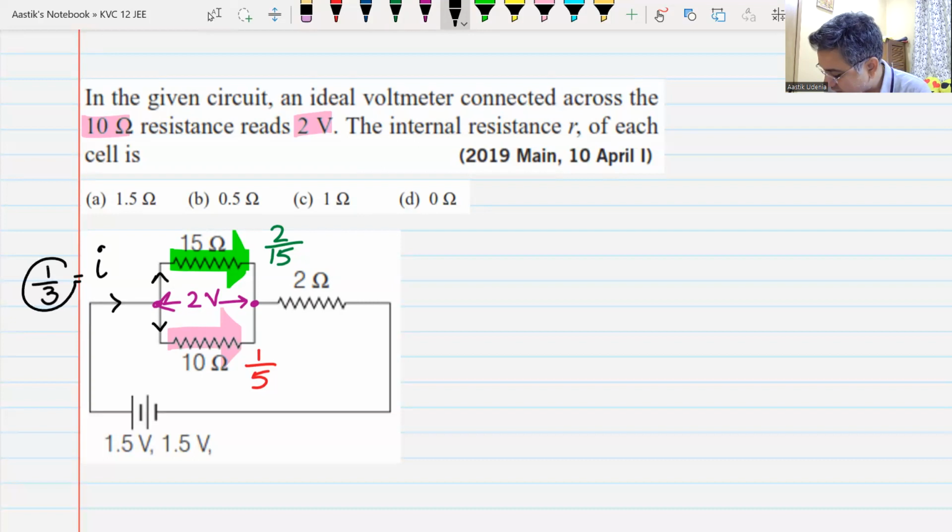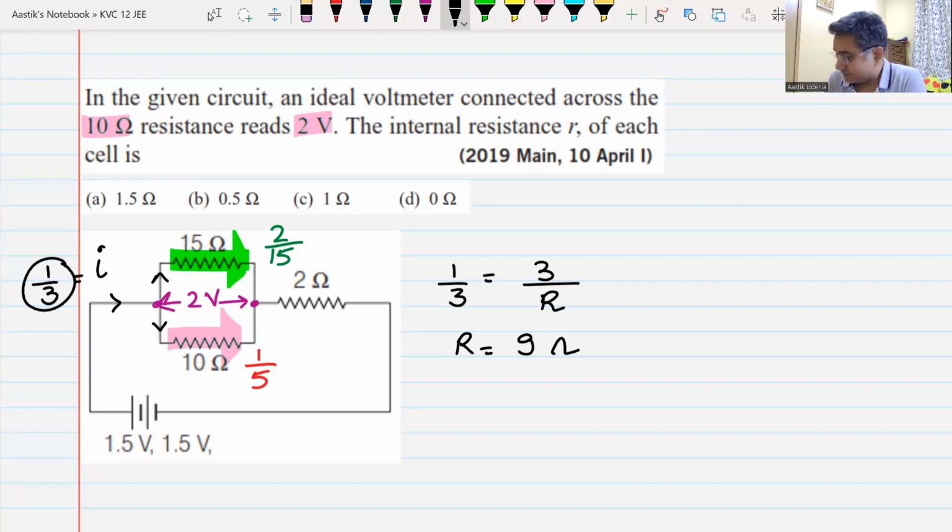You know the total current in the branch is 1 by 3. This 1 by 3 is equal to the total voltage, 3, divided by the total resistance R, yes or no? Yes, sir. Very good, sir. From here, you can get the value of R as 9 ohms. This is the total resistance of the circuit. These two are in parallel.